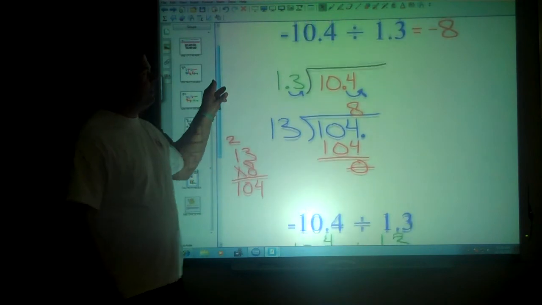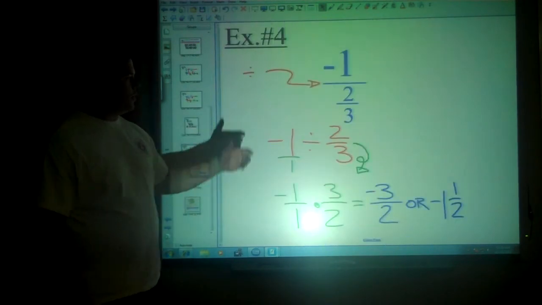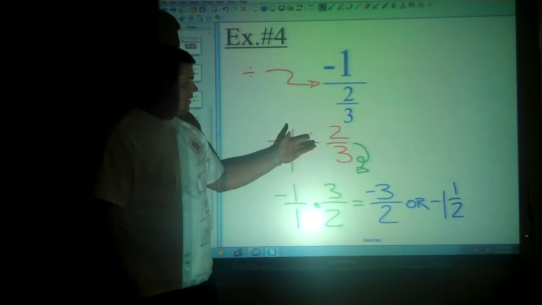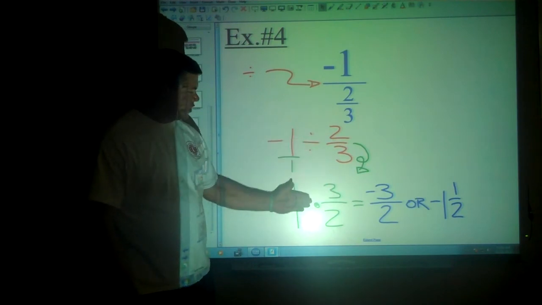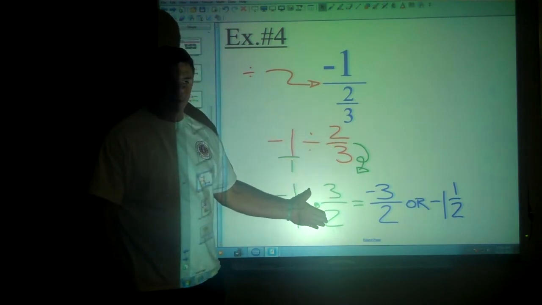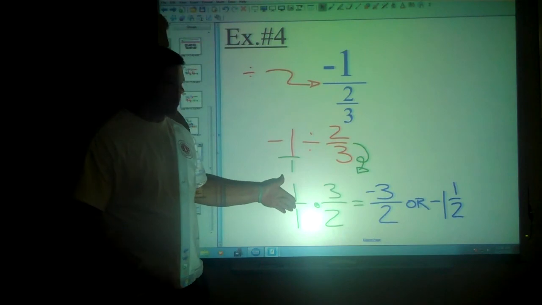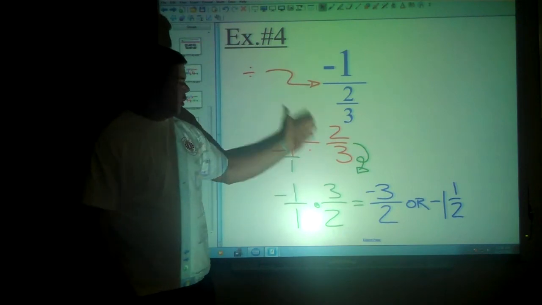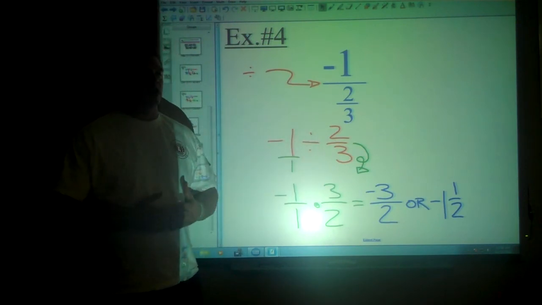So a couple keys. People forget when you have fractions and you're dividing, they forget to multiply by the reciprocal. They'll switch it to multiplication, but they'll forget to flip it. Another mistake is people flip the first number. Don't mess with the first number, only flip the second number, and then turn it into multiplication.